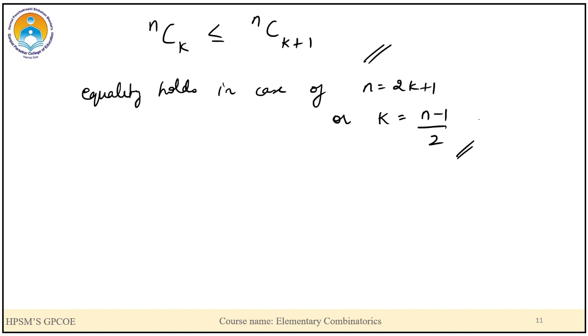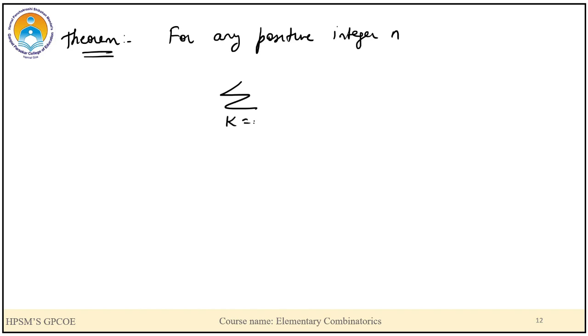Let us now move on to the last proof under this module. Which says that for any positive integer n, summation k goes from 0 to n, 2 raised to k, nCk, minus 1 raised to n minus k is equal to 1.